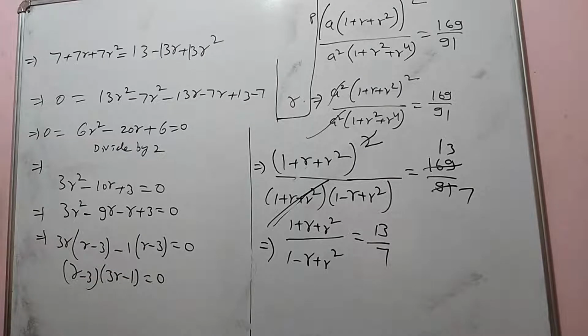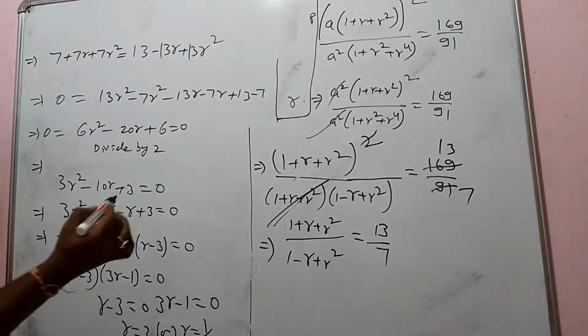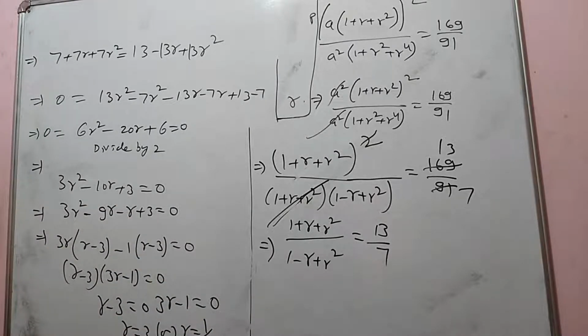So what r value am I going to get here? r minus 3 is equal to 0 or 3r minus 1 is equal to 0. r is equal to 3 or r is equal to 1 by 3. So I got the r value, 3 or 1 by 3.